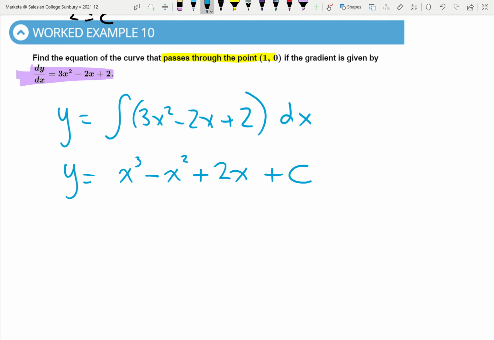So now that we've got that, we can find the value of c because they're giving us a point. So it's pretty straightforward. You just will now sub in the point. So 0 equals 1 cubed minus 1 squared plus 2 times 1 plus c.